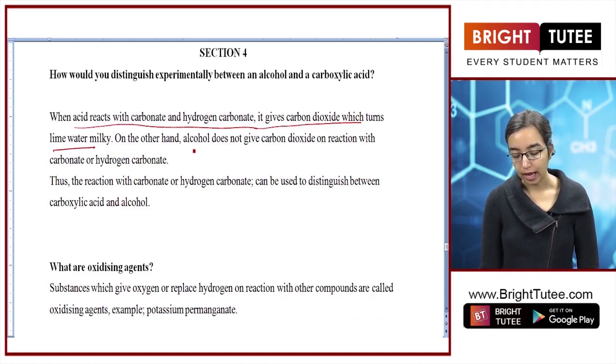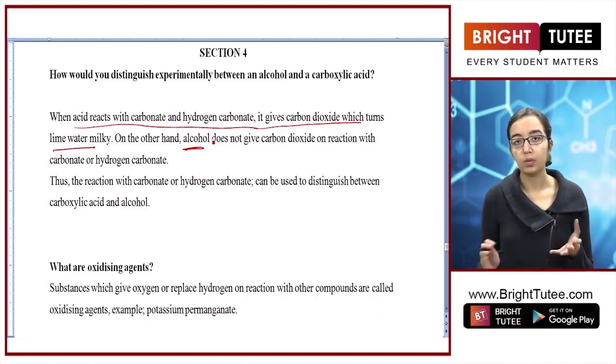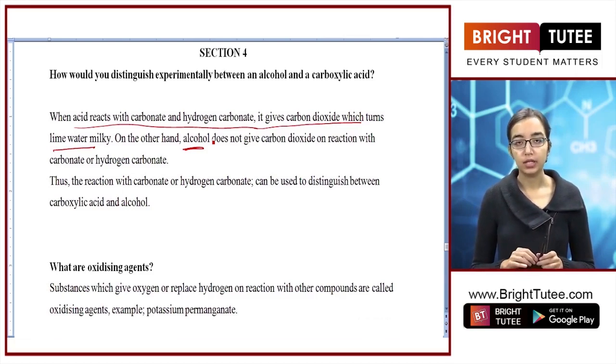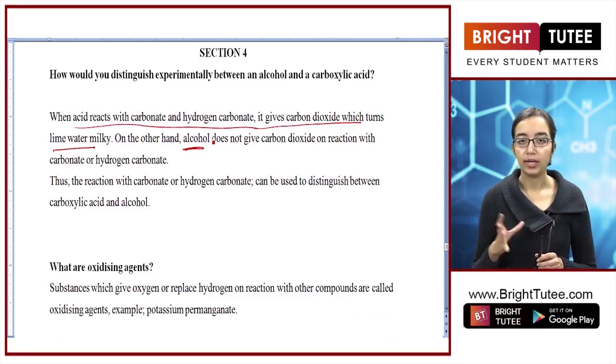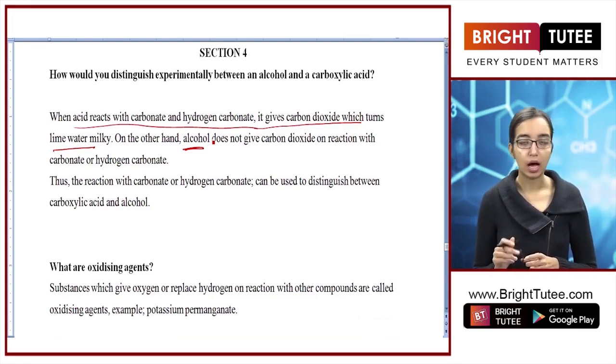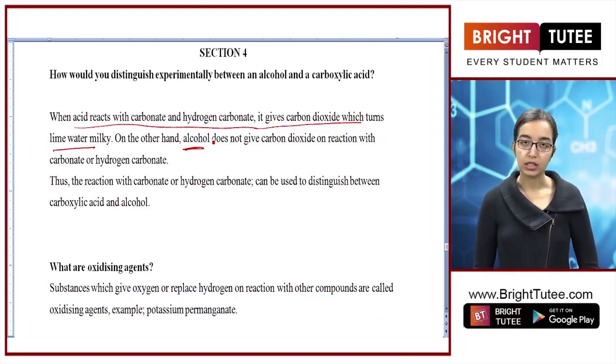On the other hand, alcohol does not give carbon dioxide in this reaction, and that is how we will be able to identify if it is an acid or an alcohol. So, if the gas released by reaction with carbonate or hydrogen carbonate is turning lime water milky, then it means that it is an acid, otherwise it is an alcohol. This reaction can help us distinguish alcohol and carboxylic acid.